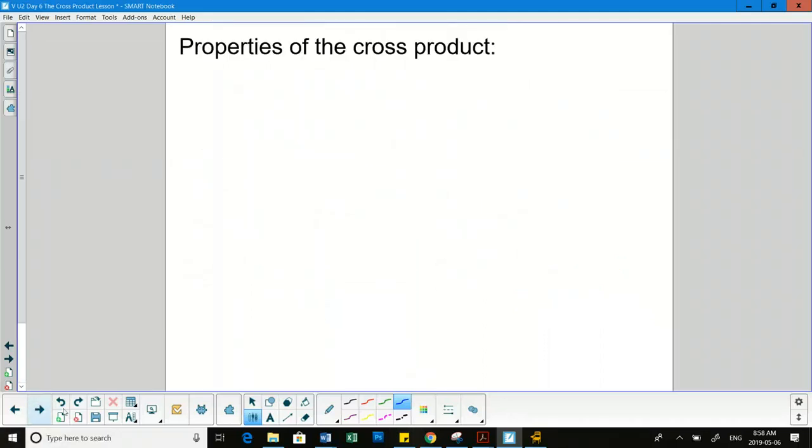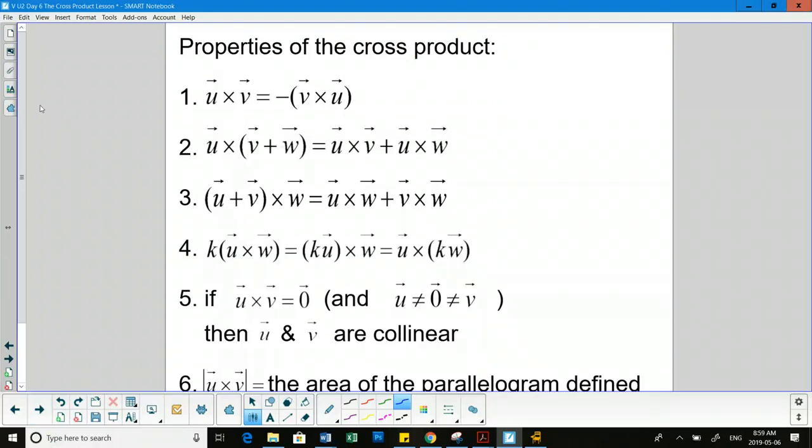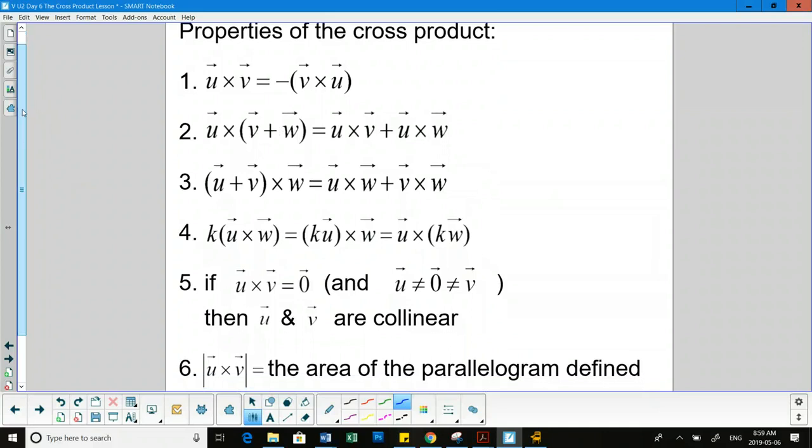Okay, with that said, some properties of the cross product. Like I said, if I have U cross V, it's actually going to be equal to V cross U, but in the opposite direction. One will be into, one will be out of. So by putting that negative there, we account for that change in direction. The cross product is distributive.